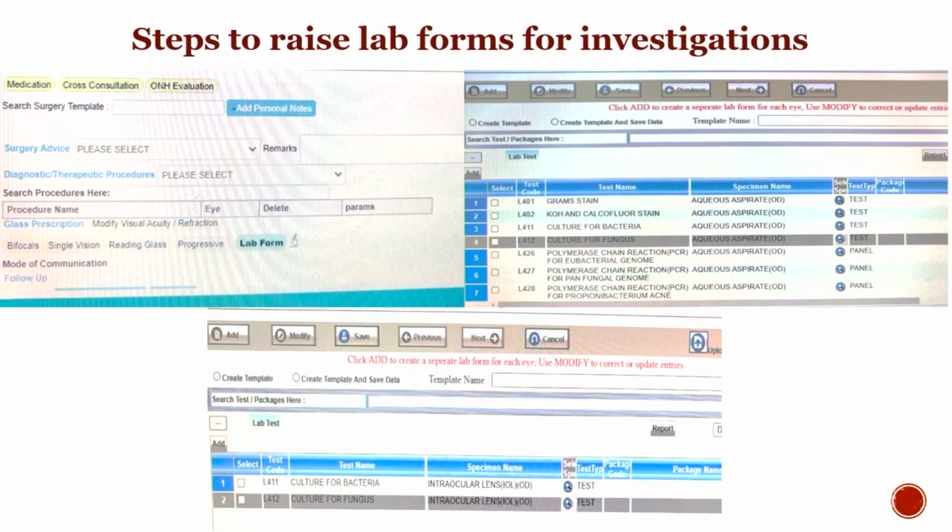This is a slide we have kept to show how to raise the lab form. After selecting the patient and signing in, we have to go to the lab form column. Then there are specific codes for the gram stain, for the KOH and calcofluor stain, culture for bacteria. After selecting the code, we have to select the specimen name, like if we are sending aqueous aspirate or vitreous aspirate. And if we are sending other samples like intraocular lens also, we have to write in the specimen name that it is the IOL, and we have to select the test name accordingly.